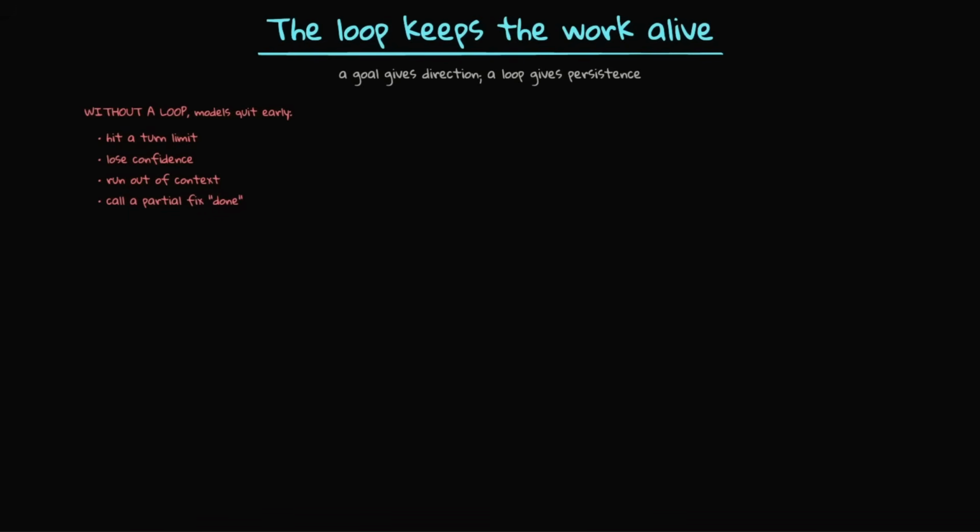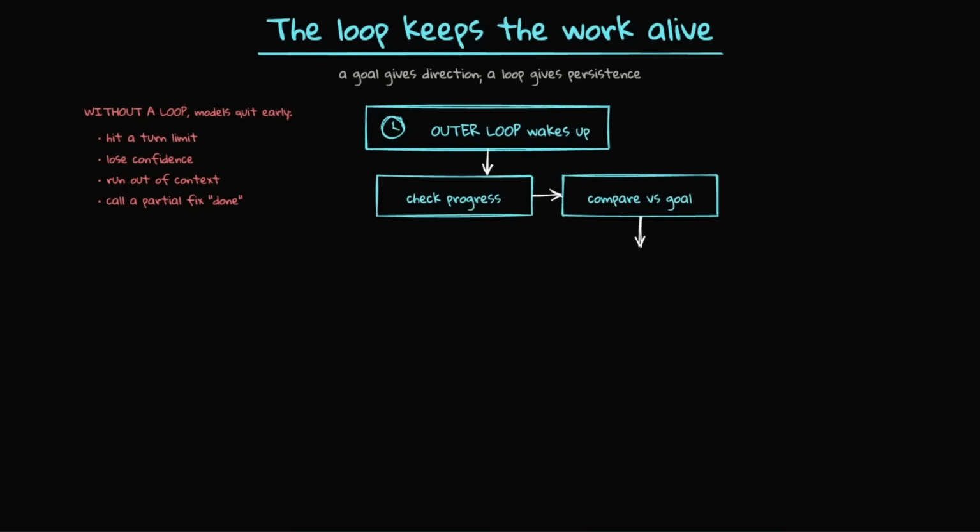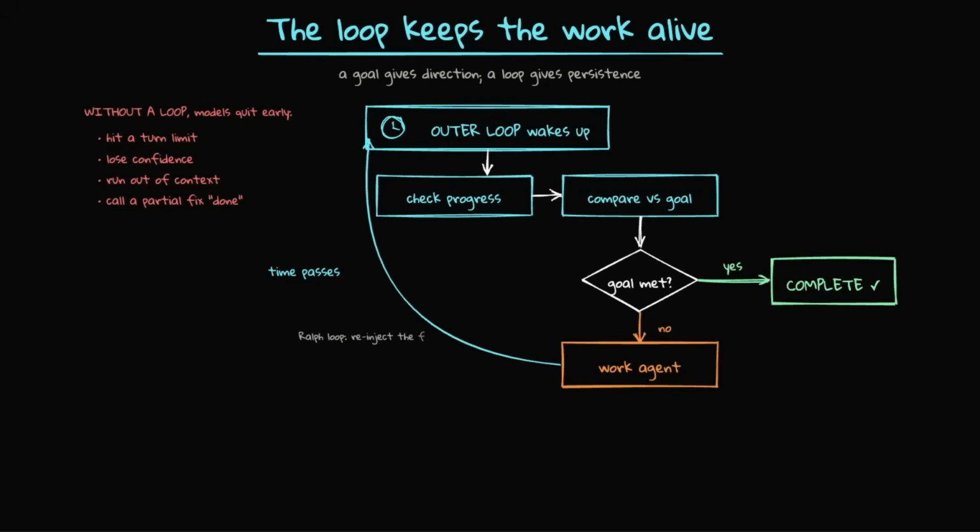Okay, the next component is the outer loop. Because agents tend to stop when they hit a limit, maybe lose track, or decide a half-finished answer is good enough, you want to have a control mechanism. To do that, you simply put them inside a loop that wakes them up. The idea is that these loops check the progress and compare it against the goal that you define in the beginning. Then they ask whether the goal is actually met. If done, you mark it as complete. If not, it sends the agent back with the failures and runs again.